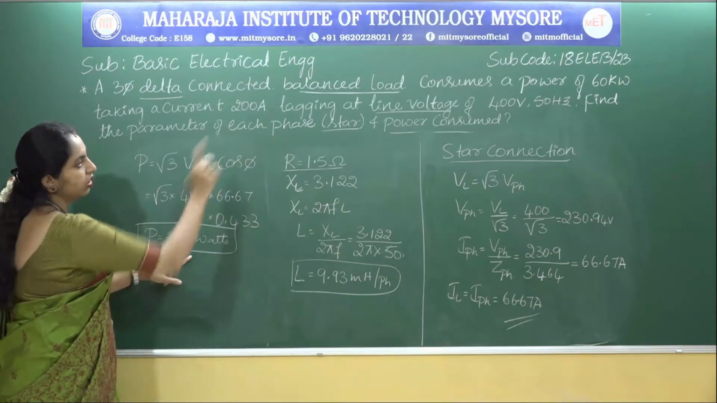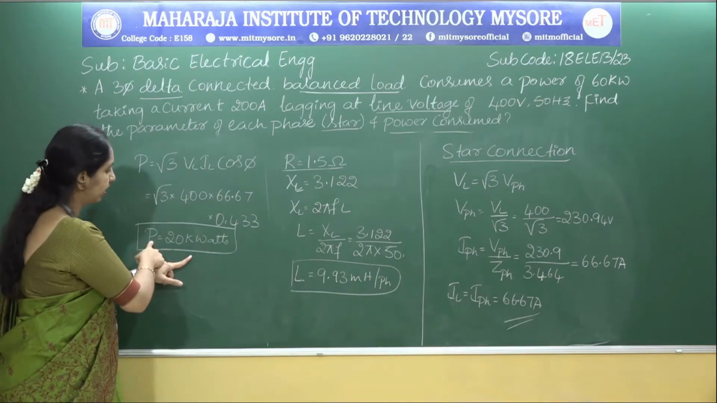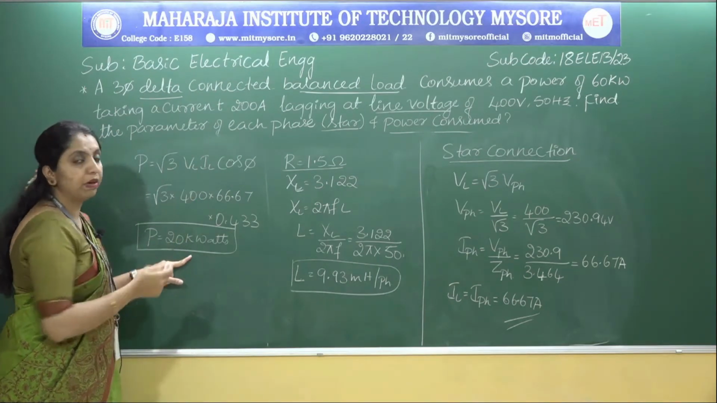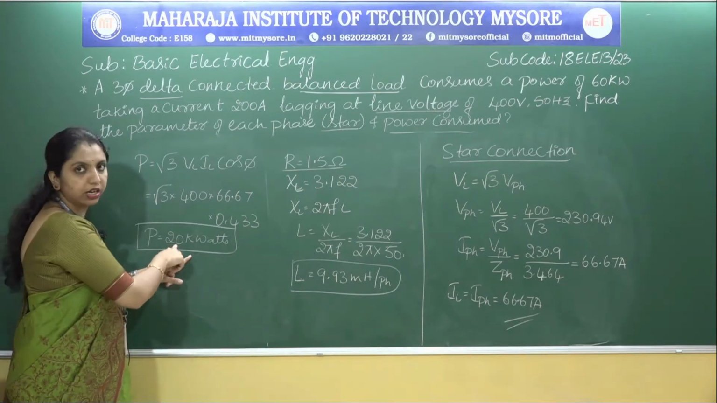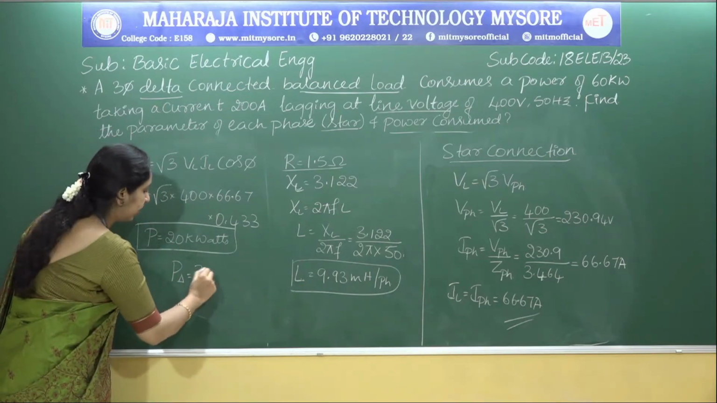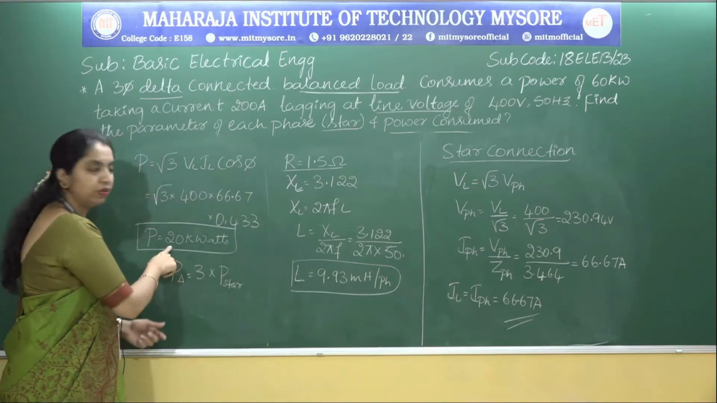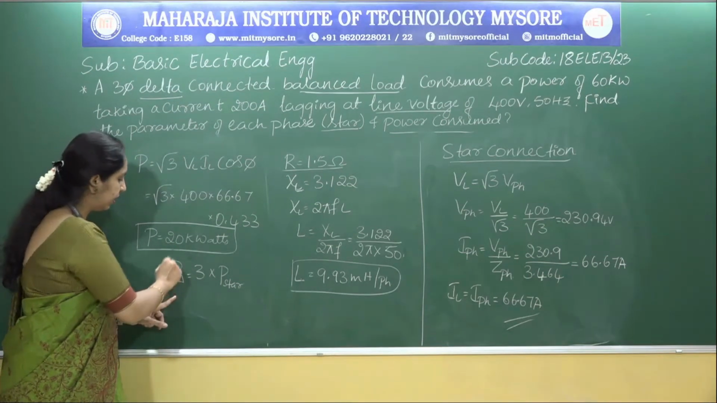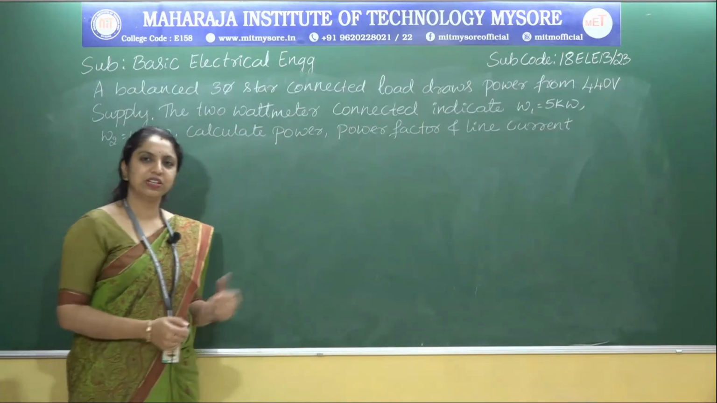Remember, in delta connection it was 60 kilowatts, and in star connection it is 20 kilowatts. So what can you understand from this? The power in delta connection is 3 times the power in star connection. If you just multiply this 20 with 3, you will get power in delta as 60 kilowatts. Now look at the next problem.